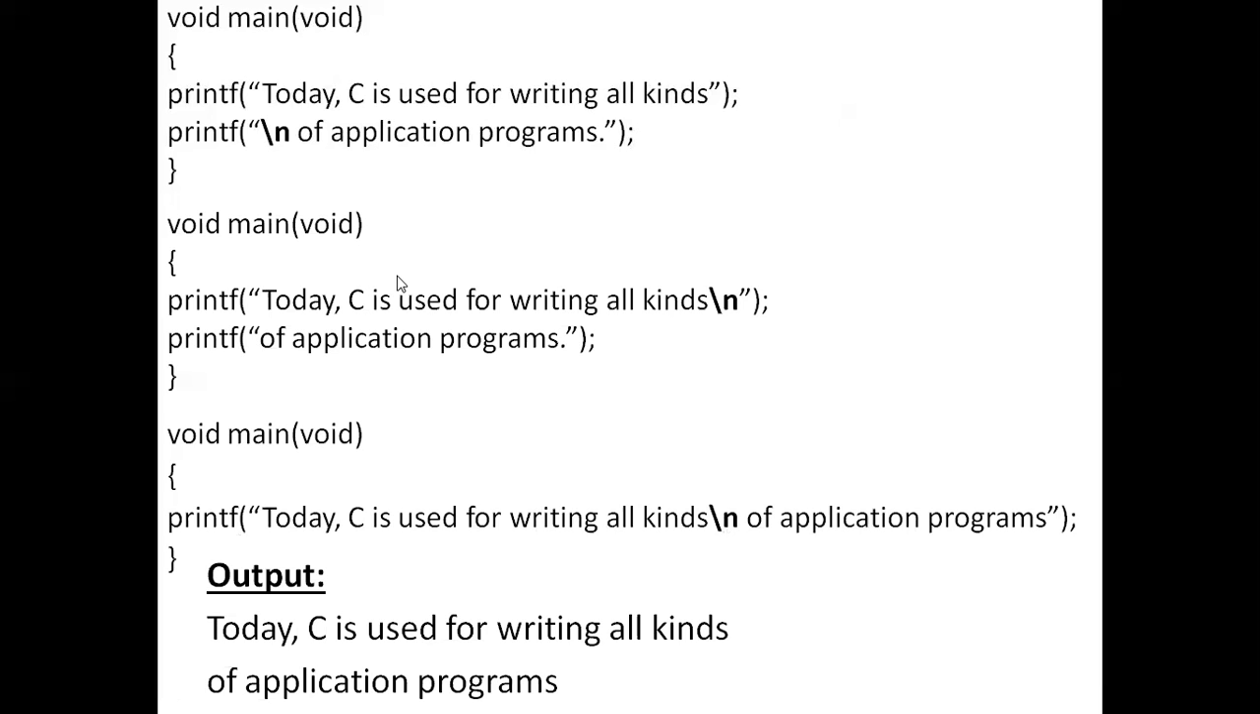If you write down any of these three programs, this output will be generated. It means that our message will be printed into two different lines. This means that this one is correct, this one is also correct, and this one is also correct. So all three are correct because we are using the escape sequence \n. Okay, I hope that it's clear. Now we will move towards our next example.